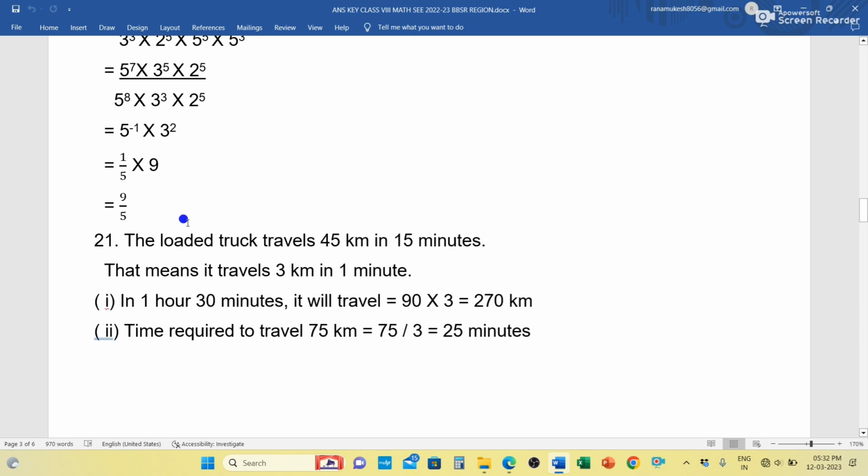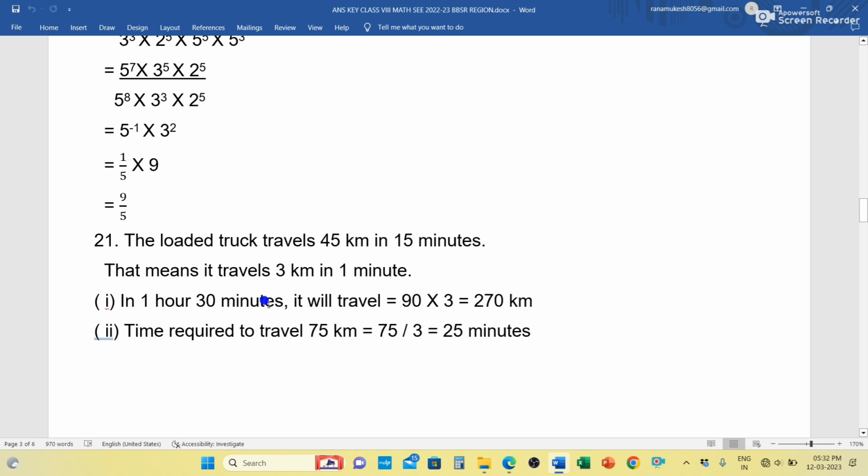First, we can write the loaded truck travels 45 km in 15 minutes. That means it travels 3 km in 1 minute. If it travels 45 km in 15 minutes, then in 1 minute it will travel 45 by 15, so it will be 3 kilometers. So it will travel 3 kilometers in 1 minute.